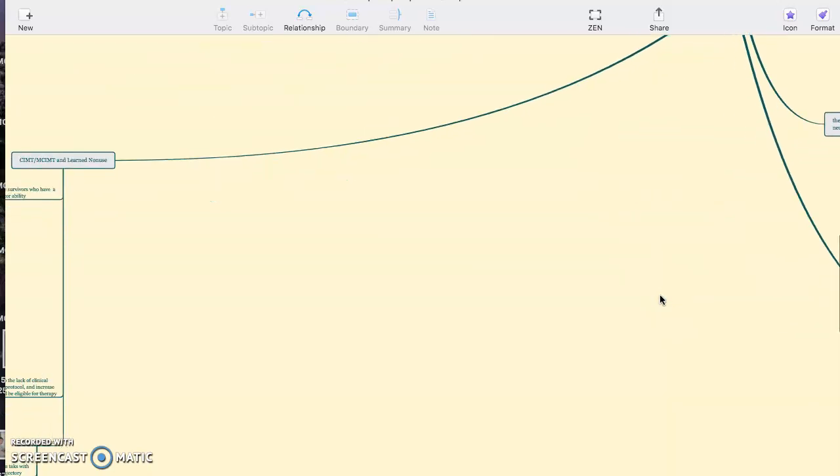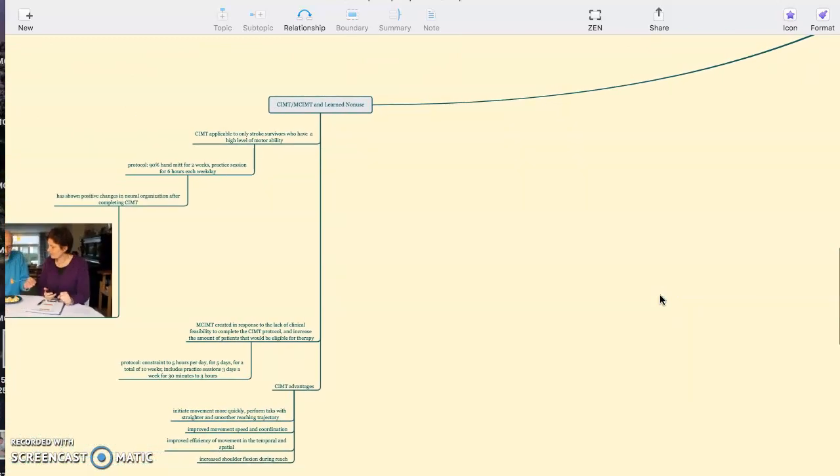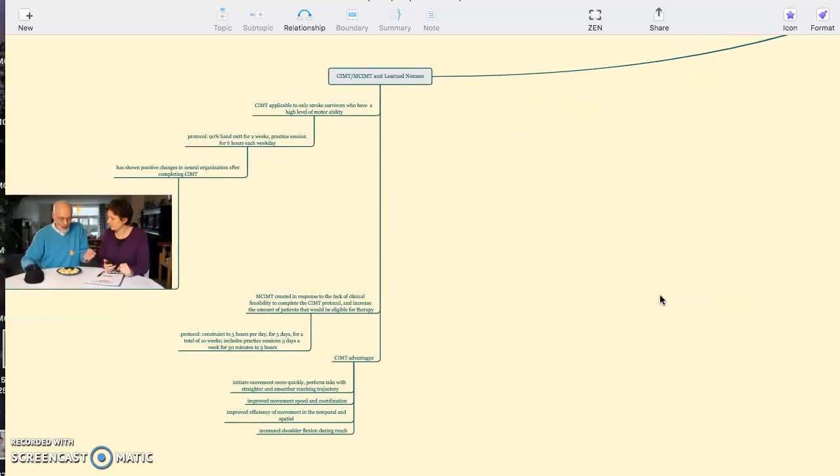Next, we are going to continue to constraint-induced movement therapy, or CIMT, modified constraint-induced movement therapy, and learned non-use. CIMT is applicable only to stroke survivors who have a high level of motor ability. In the protocol, 90% of the time they were wearing a hand mitt that constrained the movement of the unaffected side for 2 weeks, with practice sessions for 6 hours each weekday, Monday through Friday.